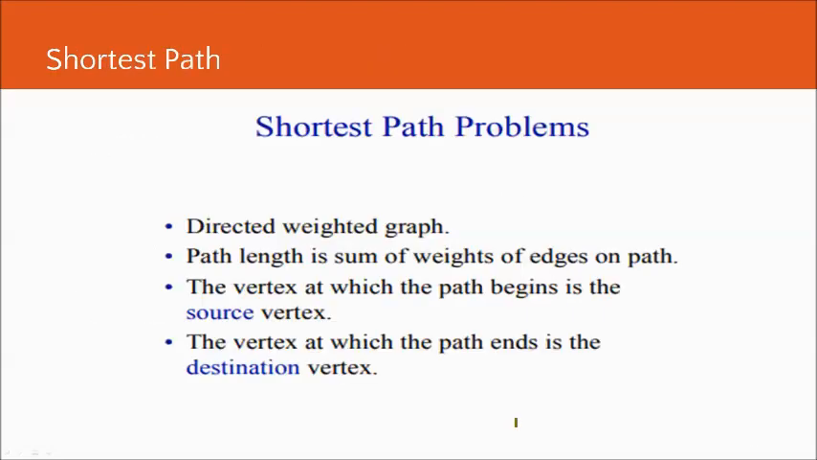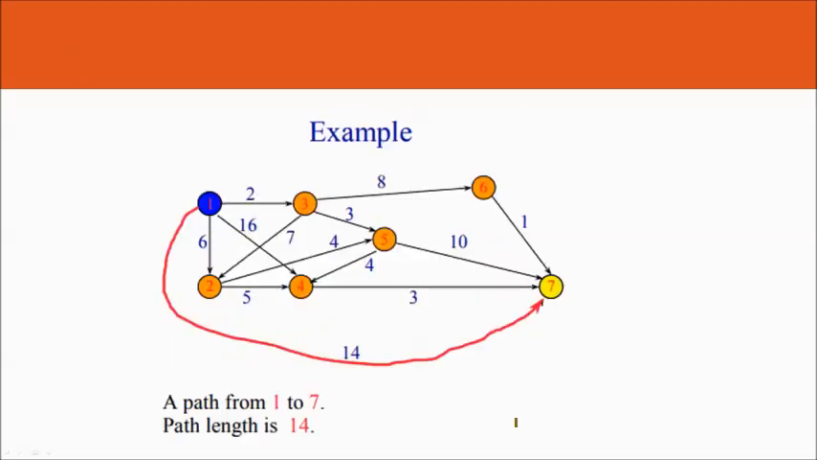Okay. So shortest path problems, we have the directed weighted graph. Path length is the sum of weights of edges on a path. The vertex at which the path begins is the source vertex. The vertex at which the path ends is the destination vertex. So let's try the example here. We have vertex 1, vertex 2, 3, 4, 5, 6, 7.